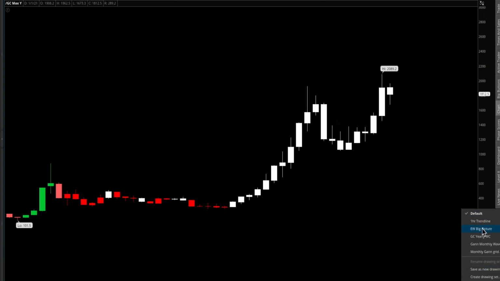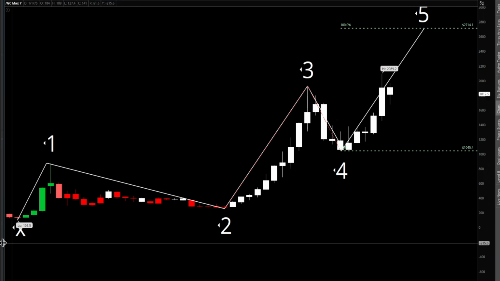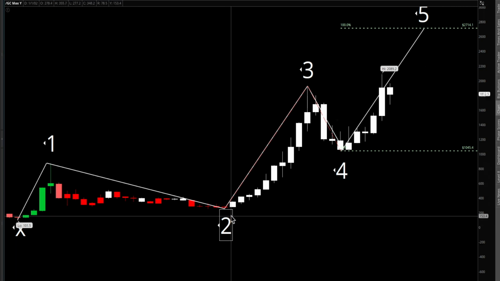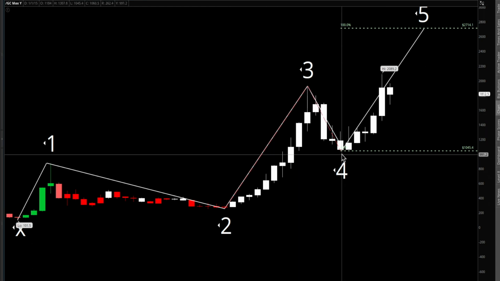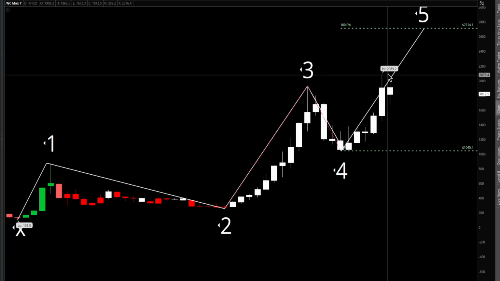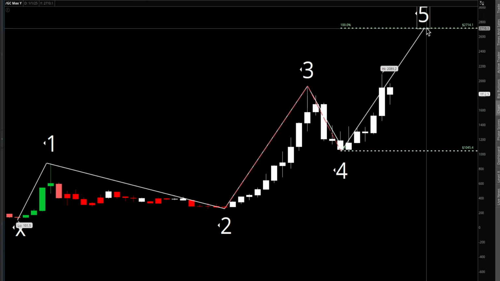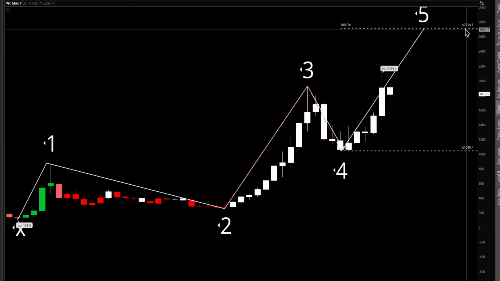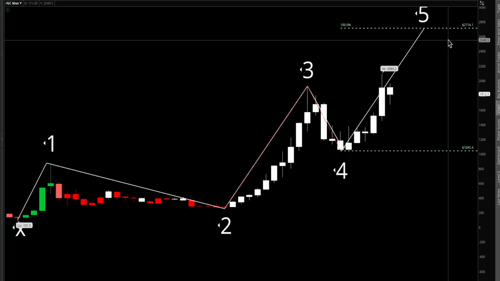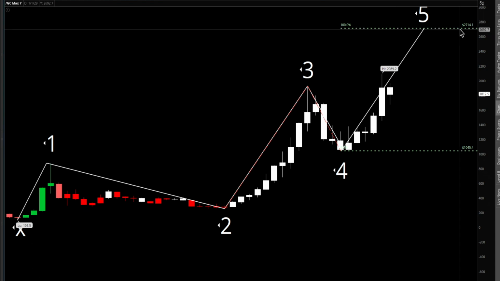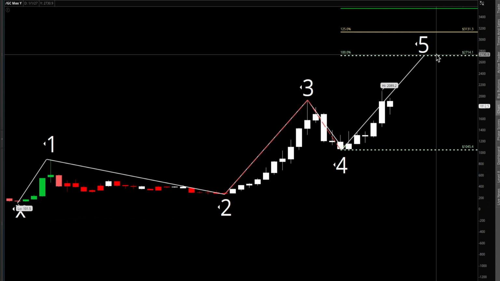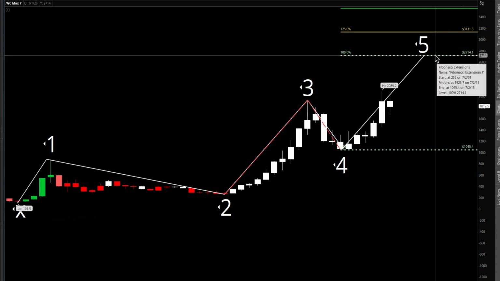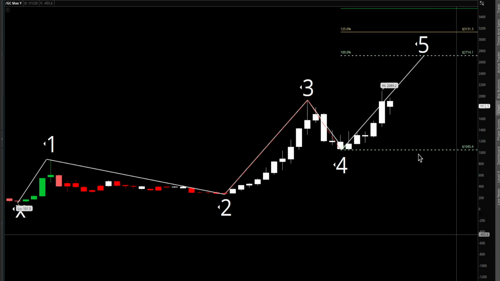And if I add an Elliott wave count, 1, 2, took a couple of years. This is 3, 4, and some may say, well, 5 is here. I think 5 will be even higher. I have a measured move target of 27.14, and it could probably even go higher. So just to keep it more realistic, that's the target I have.